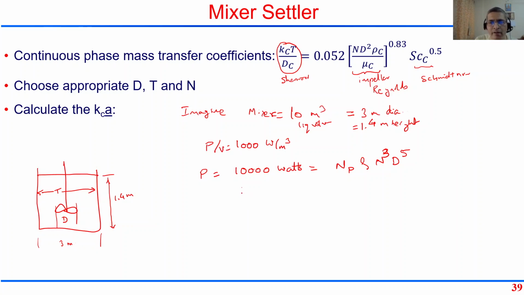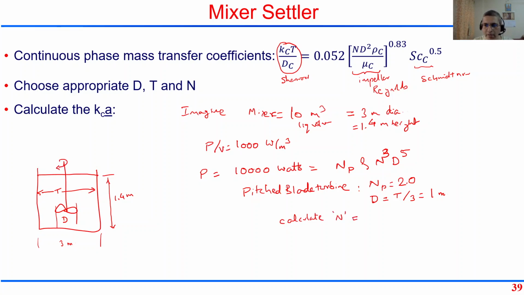Have you heard of different kinds of impellers? Or a pitch blade turbine? We talked about it last time in our CRE course. So for the pitch blade turbine, let's say NP is about 2 and diameter is tank diameter divided by 3, so it is 1 meter. Now calculate what would be the speed with which I would want to rotate this agitator so that I would be able to dissipate 10,000 watts.